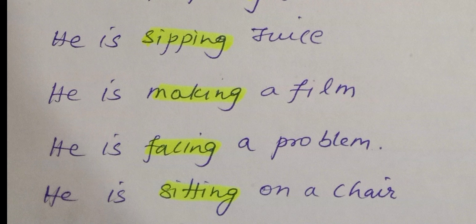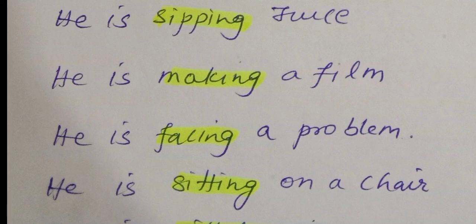Let's move to the last one. He is sitting on a chair. वो एक कुर्सी पे बैठा है. The ing form in this sentence is sitting. And the verb form of sitting is sit.